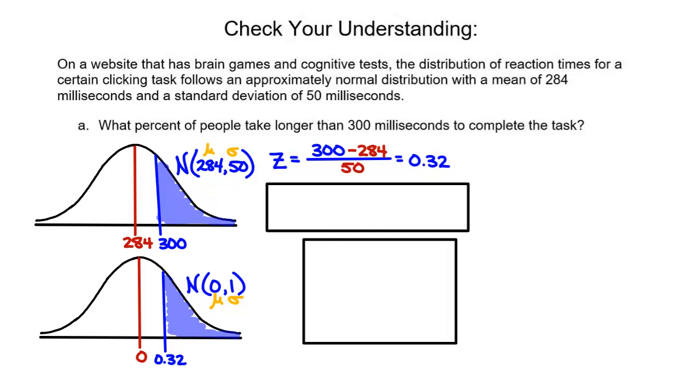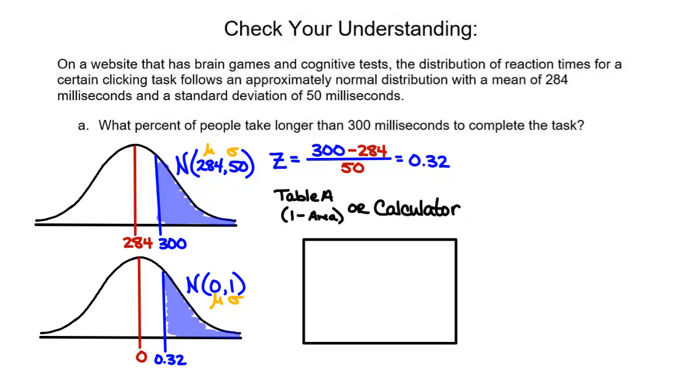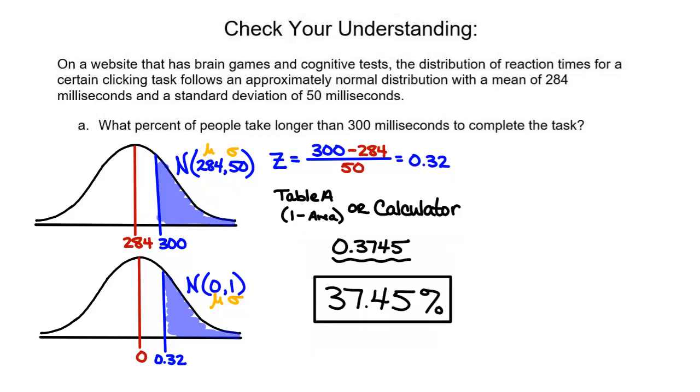We go over to table A and we look it up. Is that my final answer when I get over to table A? Why not? Table A shades to the left. We shaded which way? To the right. So you have to subtract it from 1. You do 1 minus whatever table A says. What do you get? 0.3745 or 37.45%.